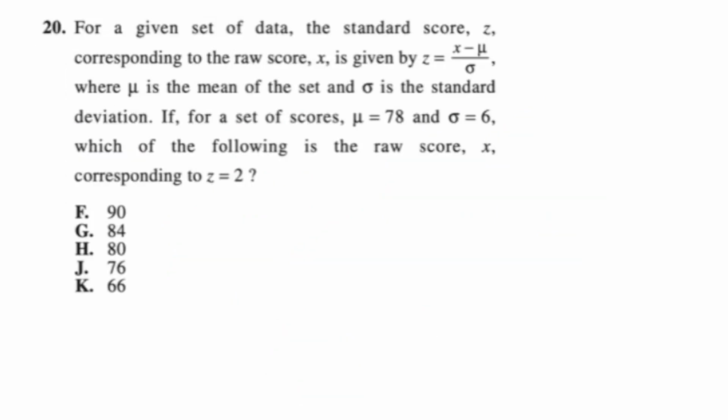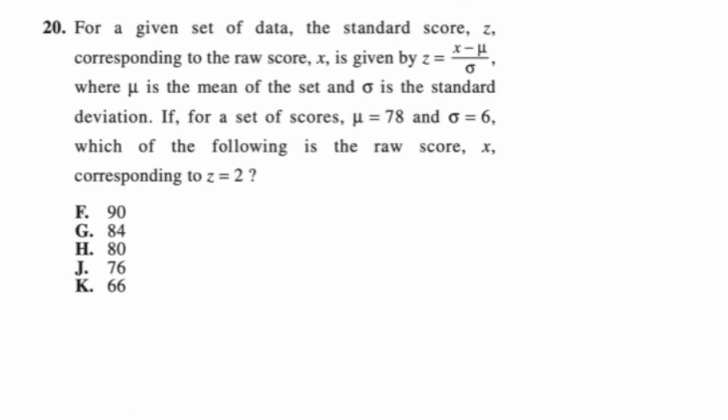Number 20 says, for a given set of data, the standard score z corresponding to the raw score x is given by z equals x minus mu over sigma, where mu is the mean of the set and sigma is the standard deviation. If, for a set of scores, mu equals 78, sigma equals 6, which of the following is the raw score x corresponding to z equals 2?